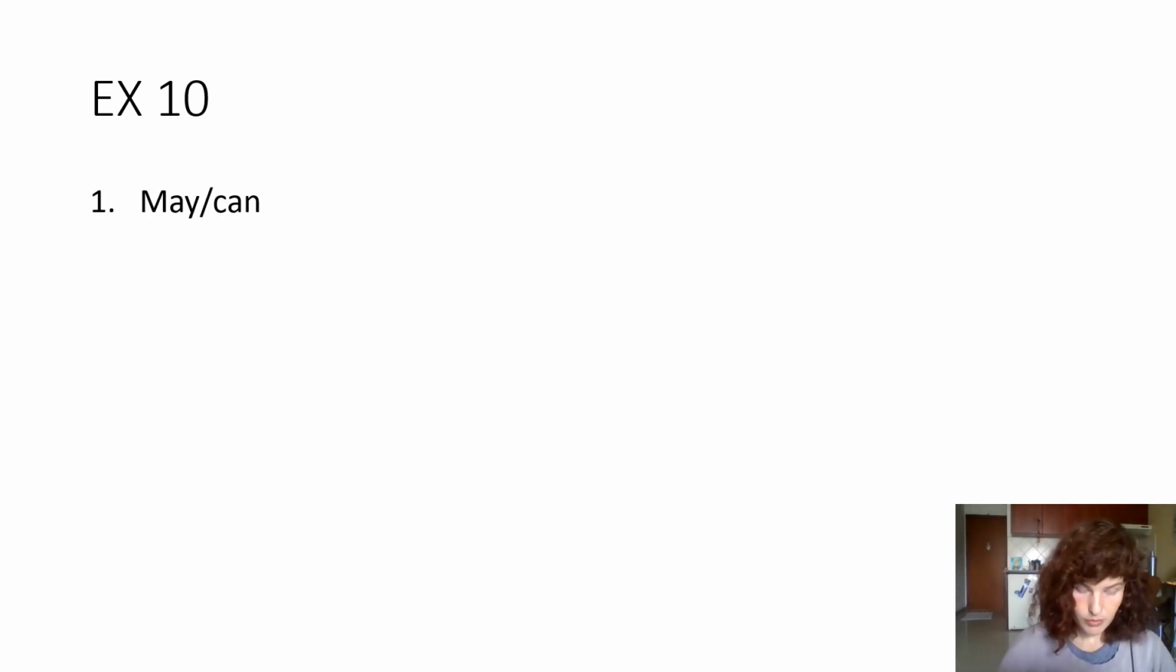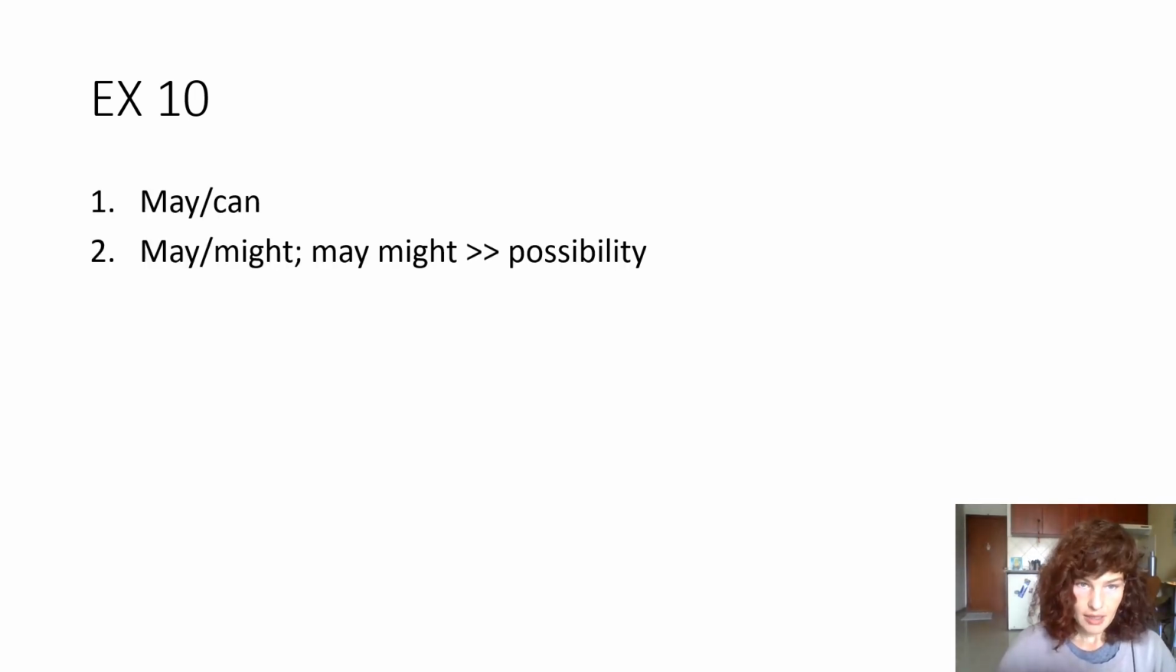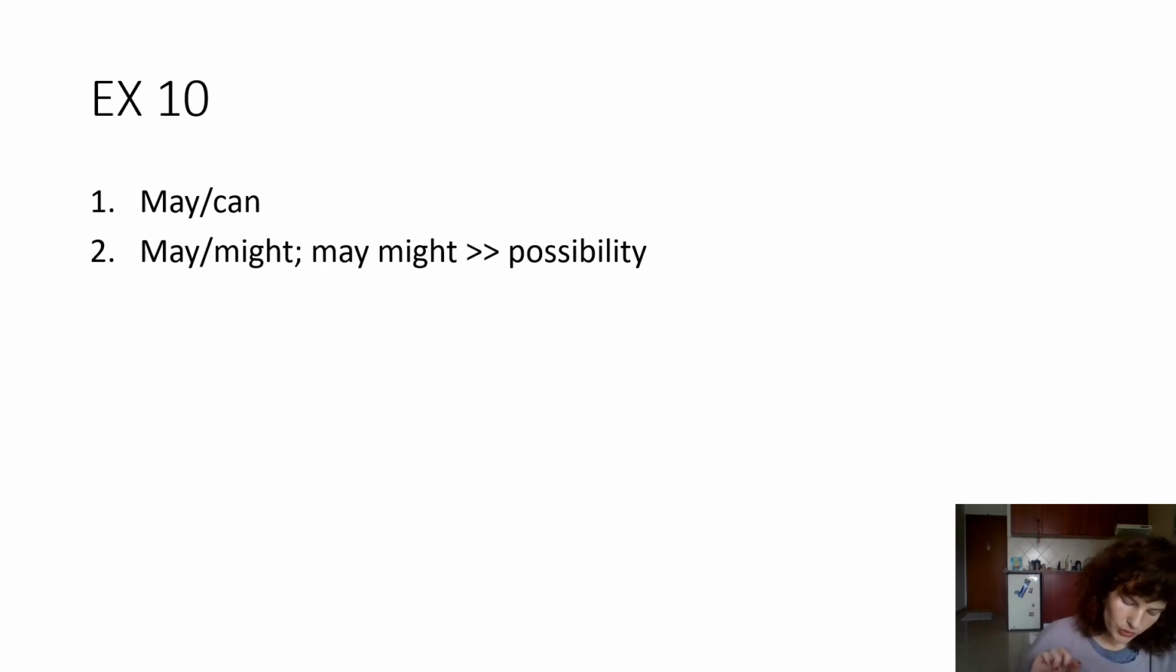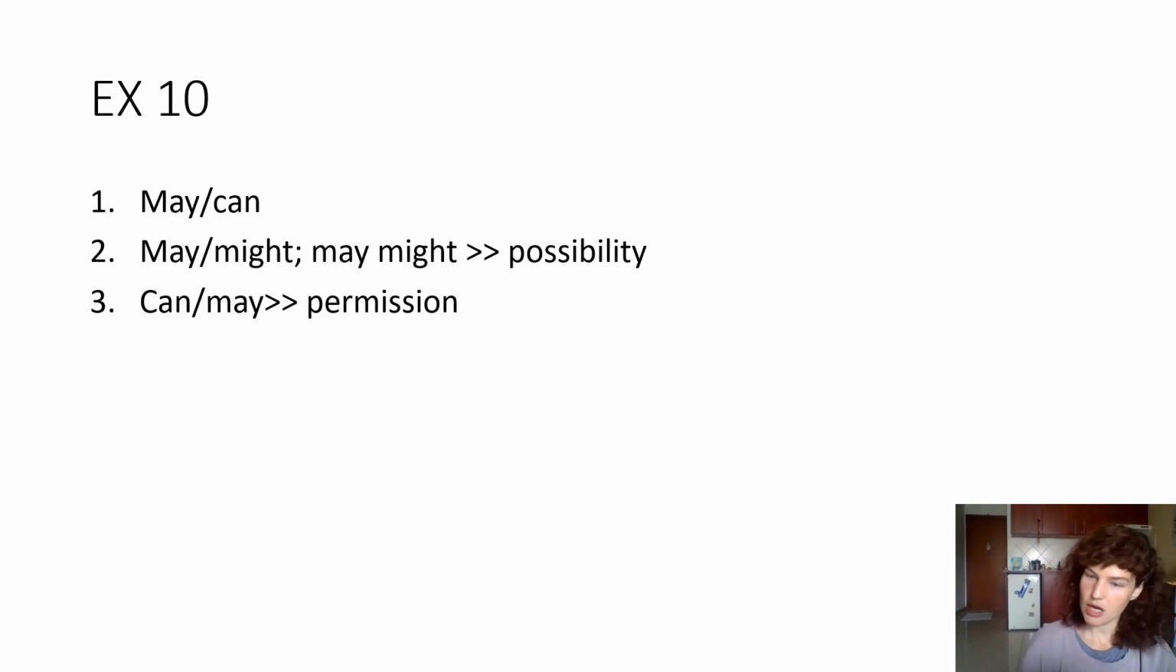So number 1 is may or can, and it's expressing permission. Number 2, the judge may or might reduce your fine, or she may or might not. It depends, right? This one looks more like a possibility. What about number 3? You cannot or you may not argue with the judge, right? It's not allowed, okay? This is giving permission.